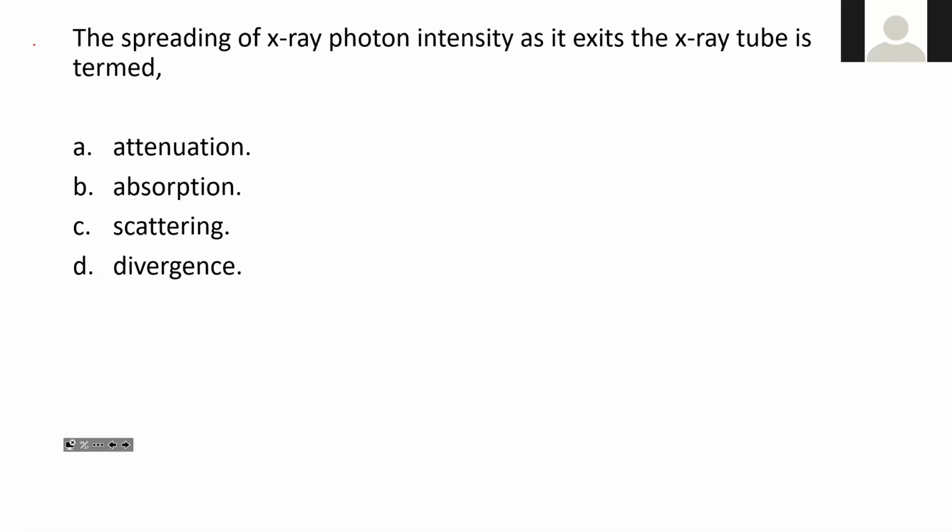The spreading of X-ray photon intensity as it exits the X-ray tube is termed, excuse me, divergence. What's that? When I took it, I think I was reading through them too fast. Yeah, you're going to have 15 more minutes, which should be adequate. I was doing one, I had no idea what I was doing wrong.